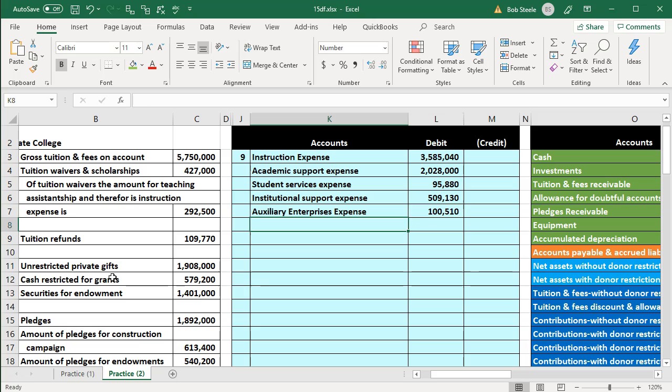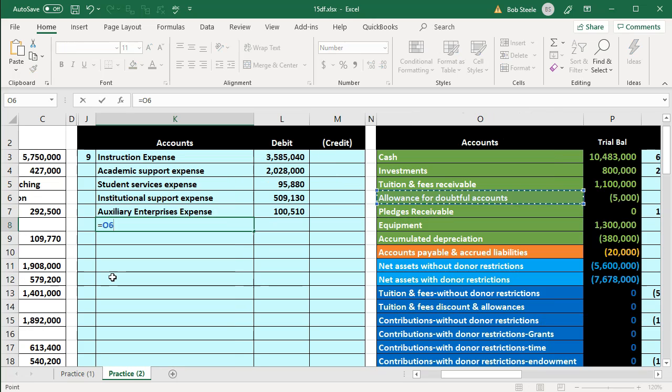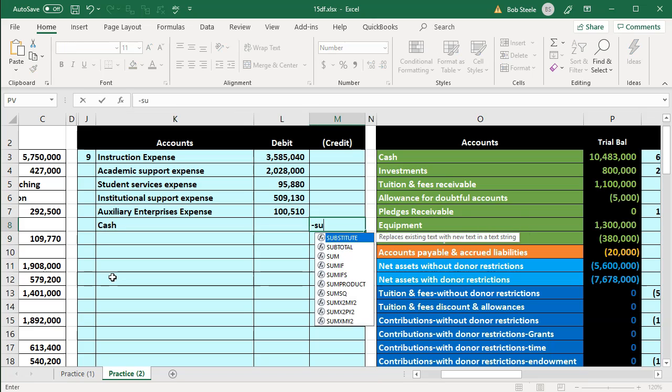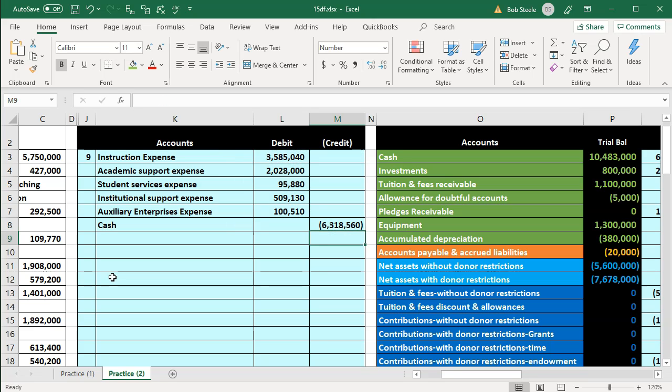We're going to say that the credit is just simply going to go to cash. So the credit's going to go to cash. That's going to be on the credit side in M8, where we will say negative SUM of these amounts, and there's going to be our credit. All right, let's post this out.